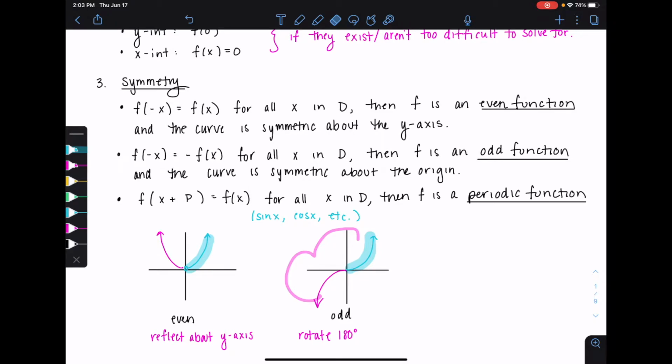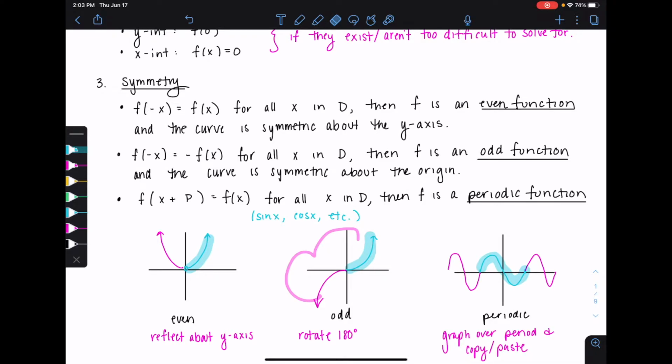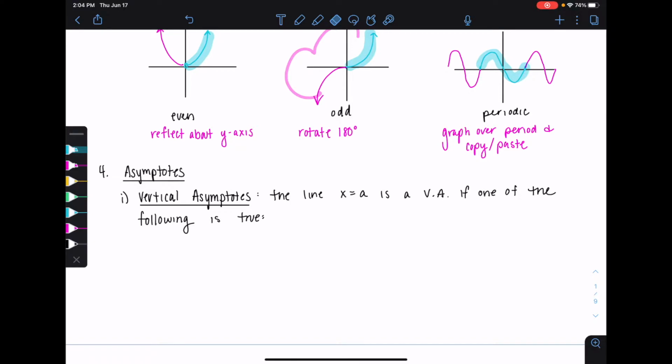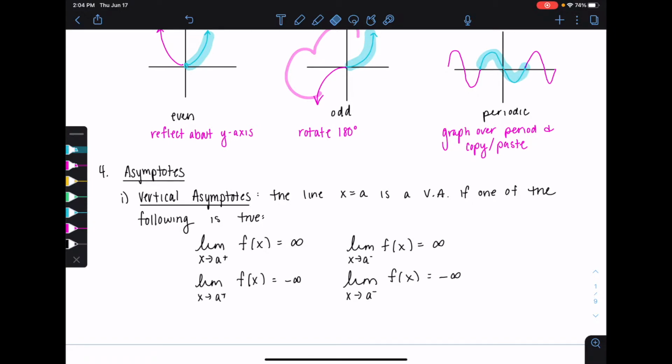Finally, if you have a periodic function, all you need to do is graph it over one period, and then you really just get to copy and paste it from there. Okay. After you've gone through and found the symmetry, then you want to move on and figure out any asymptotes for your function. First one we learned about were vertical asymptotes, and that is a vertical line that your graph is going to hug. So basically, if you approach from the left or right-hand side, it's going to blow up to one of these infinities.